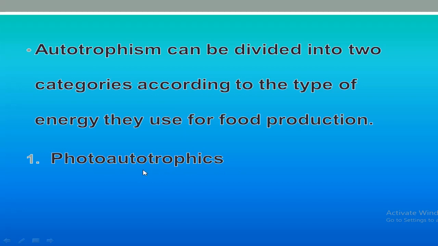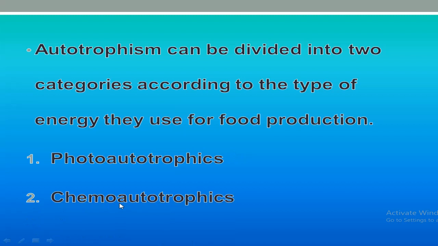The photoautotrophic organism: photo means light. If light energy is used to produce their own food, such organisms are known as photoautotrophic organisms. Examples: green plants and some algae. Green plants and some algae use solar energy to produce their own food. So plants and algae belong to photoautotrophic organisms.